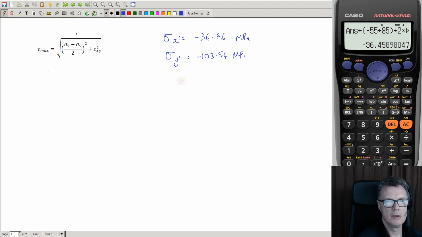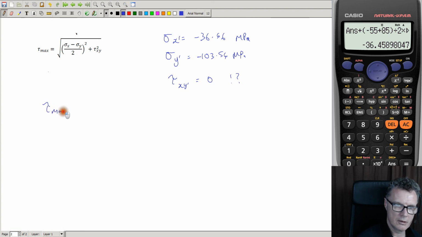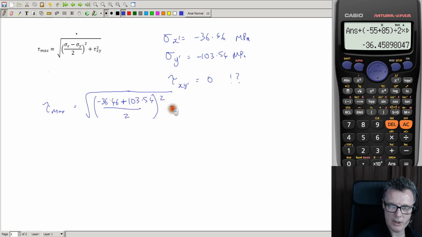Now, if it's pointing at the principal axis, it should be that this one, whoops, shear stress equals 0. So does it? Let's give that a go. So we've got minus 36.46. Minus minus becomes plus 103.54 divided by 2, all squared, plus 0.